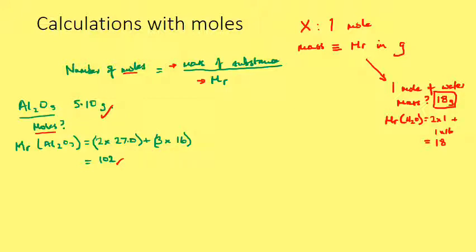So then the calculation is quite simple. The moles of aluminium oxide is going to be the mass, which is 5.10, divided by the MR of aluminium oxide, which we worked out to be 102. And you put that into your calculator, and you're going to get 0.0500.